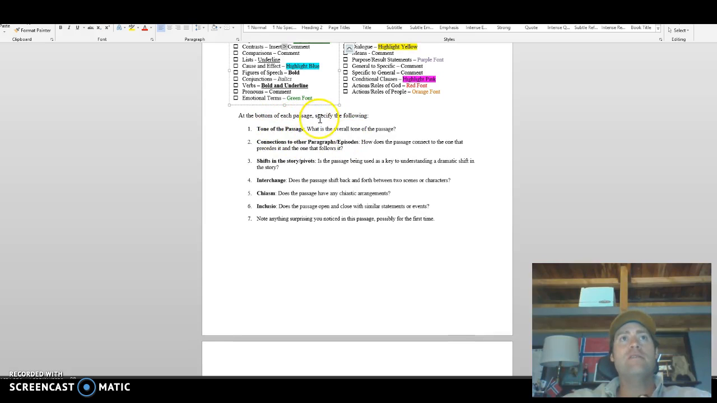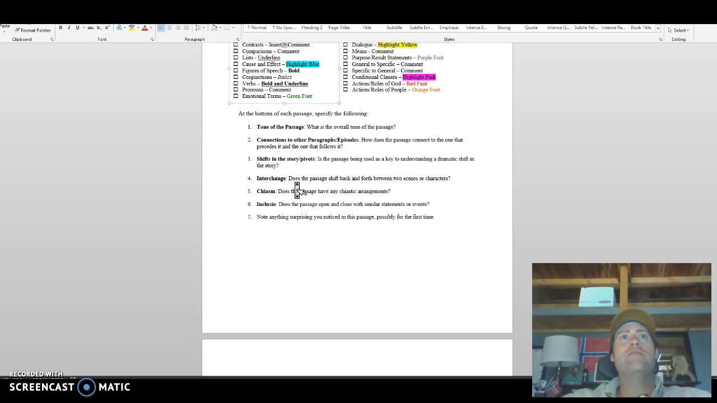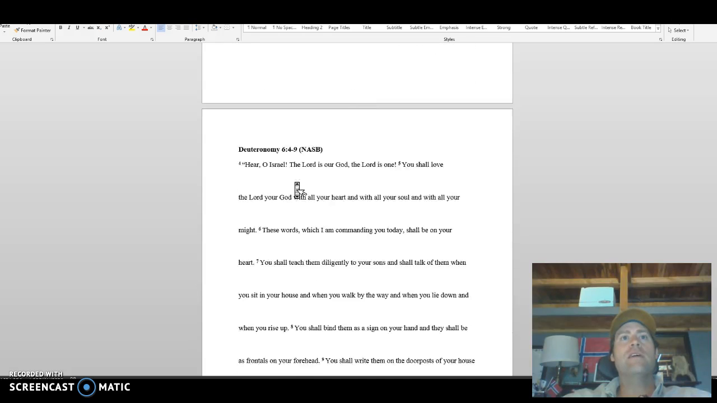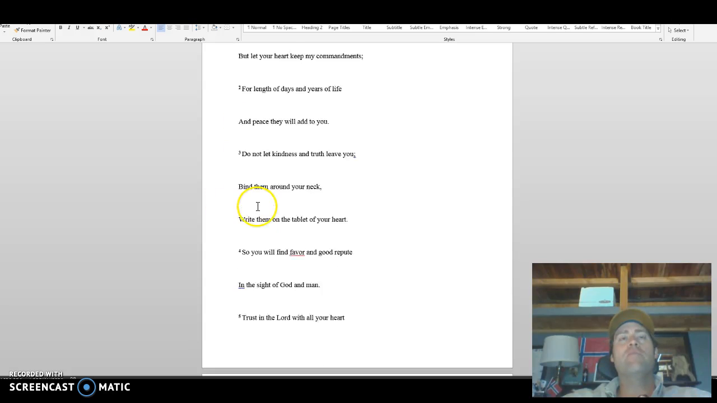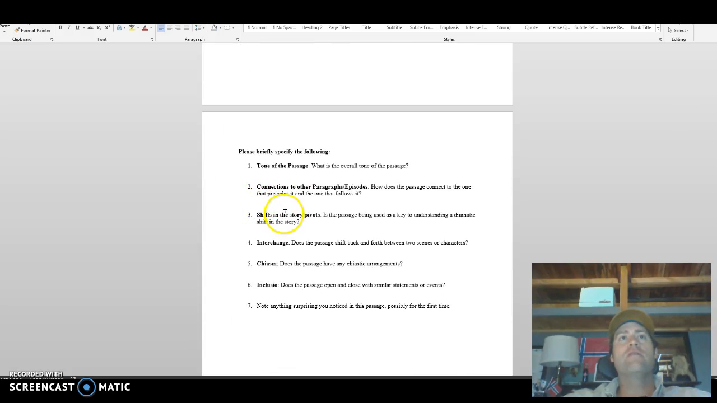At the bottom of each passage, after the passage, answer the following, and we actually have it there for you. You just have to answer these questions. You do the same thing, mark up Proverbs, and then answer the questions there as well. The questions are very simple. Tone of the passage. Now remember, these are things that are coming out of your reading, so you're not just making up what tone is. Not, I thought it was loud, or I thought it was hostile. That was a hostile tone of Proverbs? You just made that up.